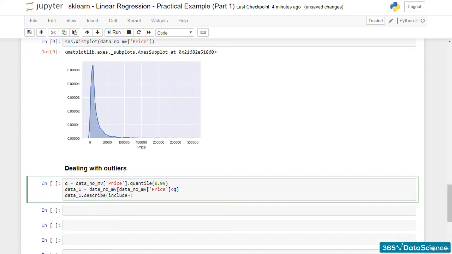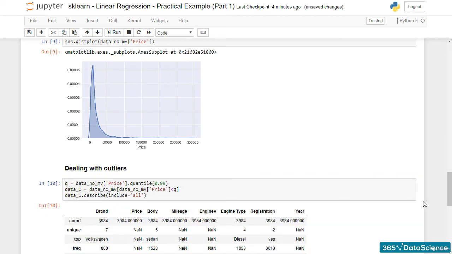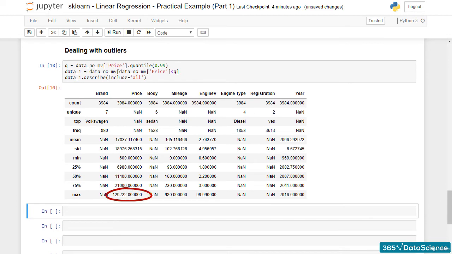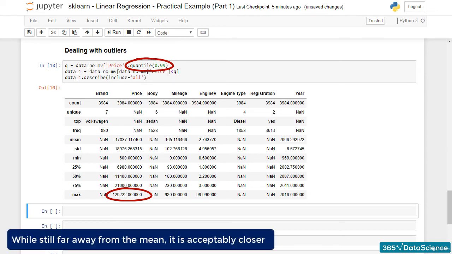Great! Let's see the descriptives now. Amazing! The maximum value is around $130,000, or the 99th percentile. While still far away from the mean, it is acceptably closer.